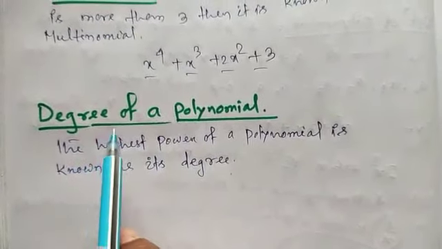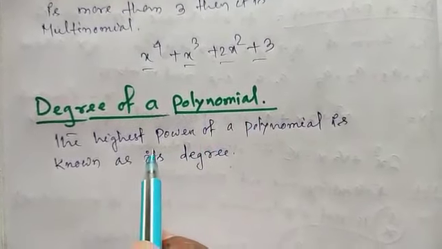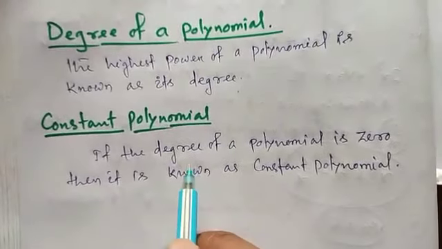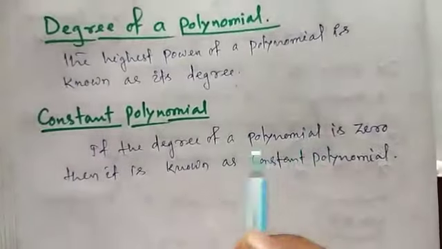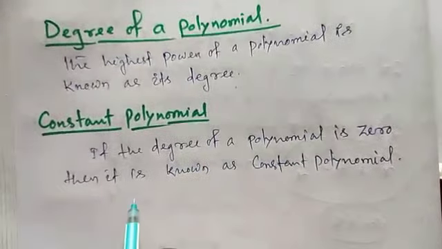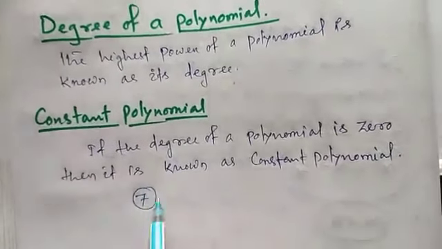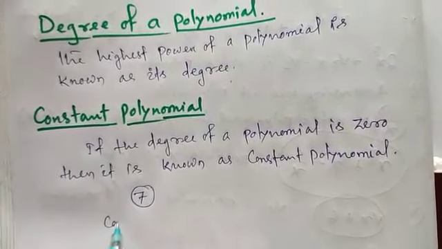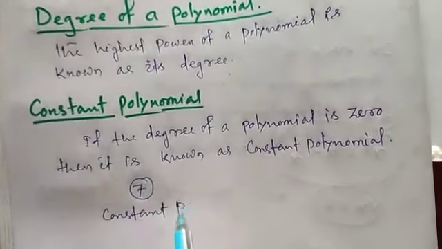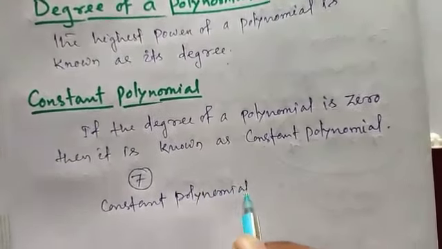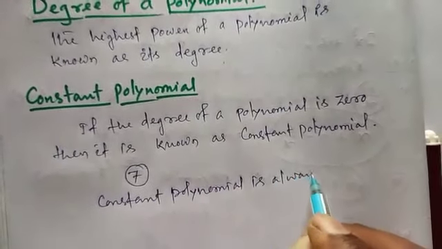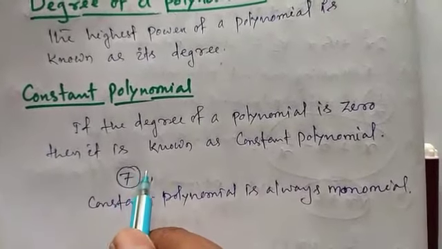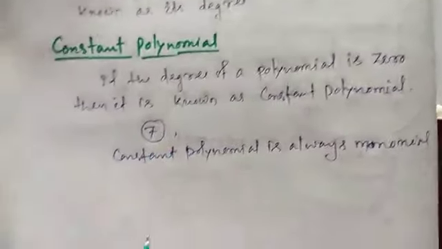So let's know about degree of a polynomial. The highest power of a polynomial is known as its degree. If the degree of a polynomial is 0, then it is known as constant polynomial. Suppose 7. 7 is a constant polynomial, so it is always a monomial. So constant polynomial is always monomial. So 7, its degree is 0 and its value is constant, so it is a constant polynomial.